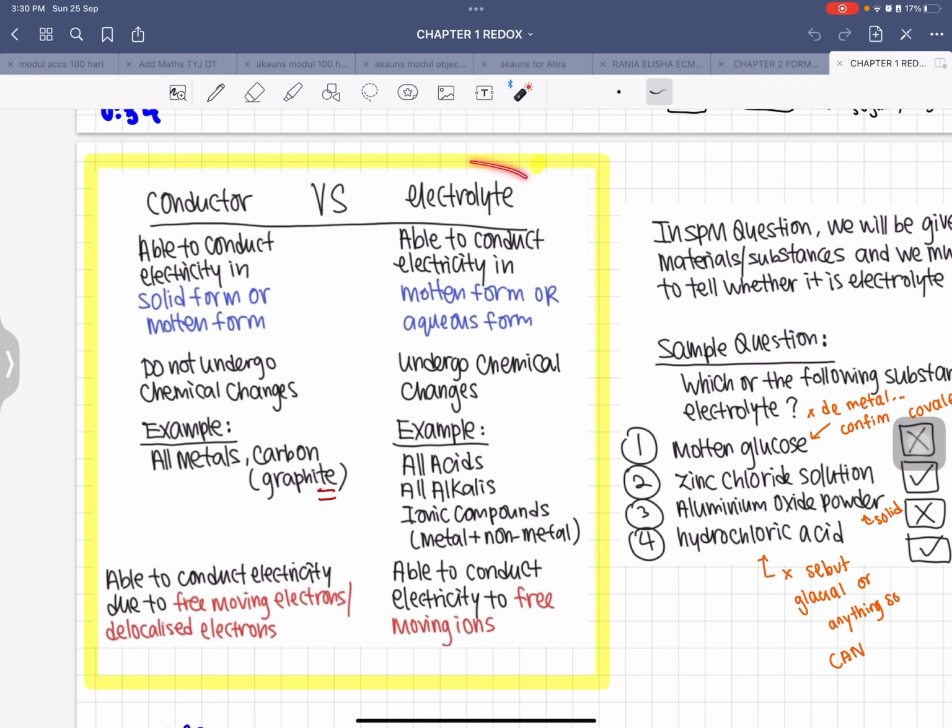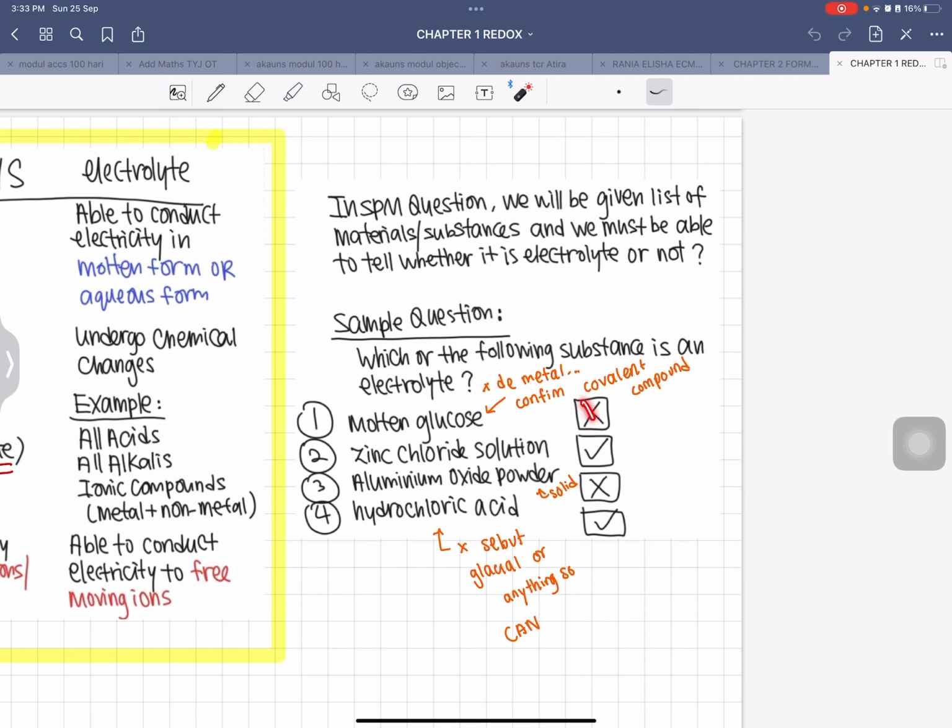So molten glucose, it doesn't sound like it has any metal name in it, right? There's no metal name in it. So it's safe to assume it is not an electrolyte. It's a confirmed covalent compound. There's no metal at all. Okay, next, zinc chloride solution. It's an ionic compound in a solution, so yes. Aluminum oxide powder, while it is an ionic compound, is in the state of solid, so it's not. Hydrochloric acid, they didn't mention it's dry or even glacial, so we can safely assume it's a solution as well. Okay, so this is right.